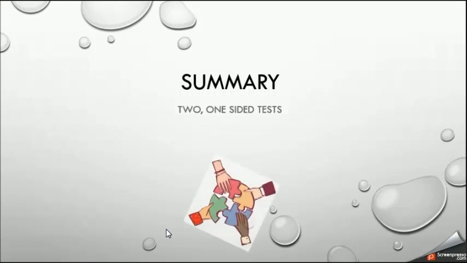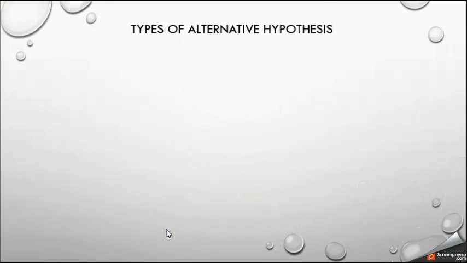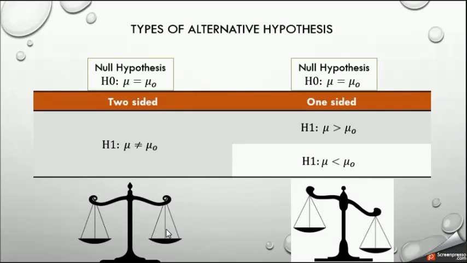Welcome. So let's have a summary for the two-sided and one-sided test and how to perform the test of hypotheses. As we have seen, we always have the null hypothesis, for example on the mean, as mu equal to mu naught. This is the same for two-sided and one-sided. So the difference is always in the alternative hypothesis. If we have the alternative hypothesis as mu does not equal mu naught, we have a two-sided test. If it is larger than or less than, we have a one-sided test.